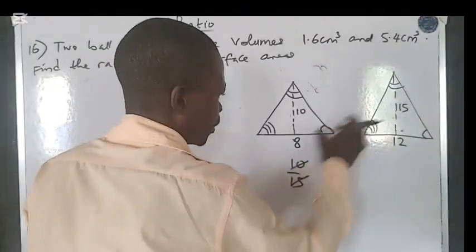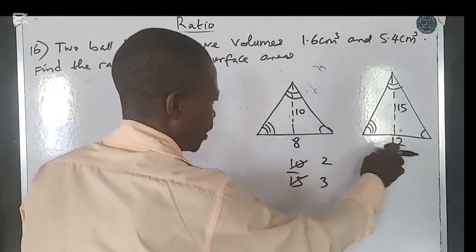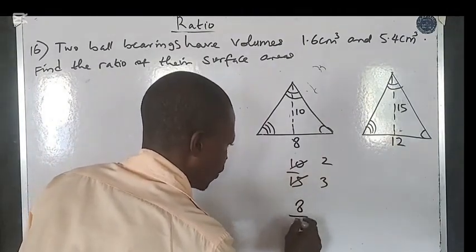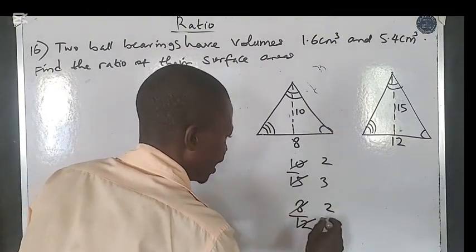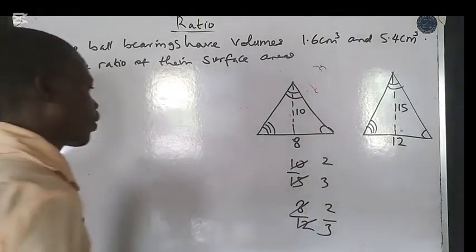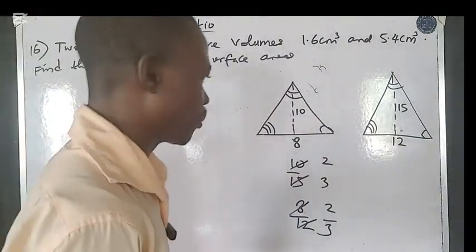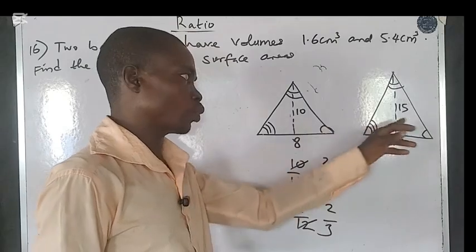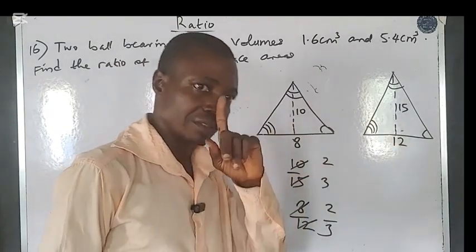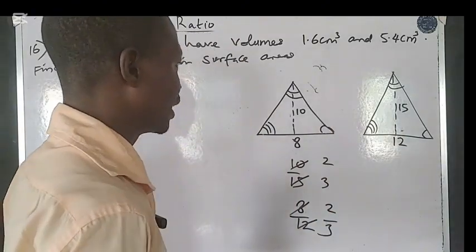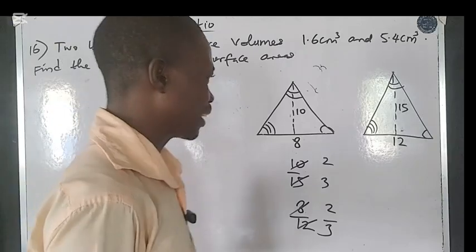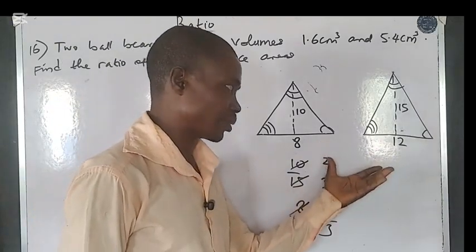Then this one is for the height. Then for the base, we say 8 over what? 12. 4 here is what? 2. 4 here is 3. See, the corresponding sides give us the same ratio. We say these two shapes are what? Are similar. Then what is the formula for finding similar shapes?